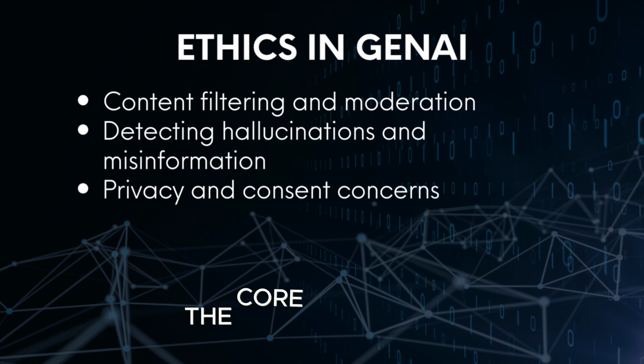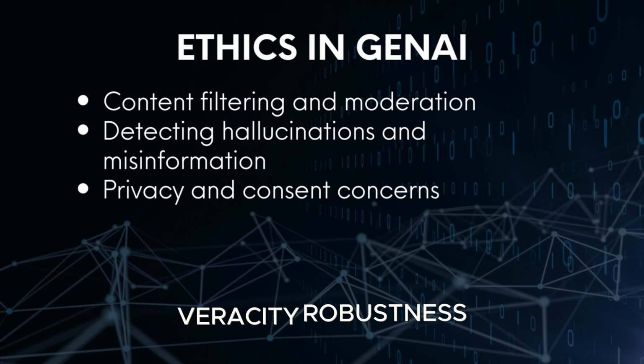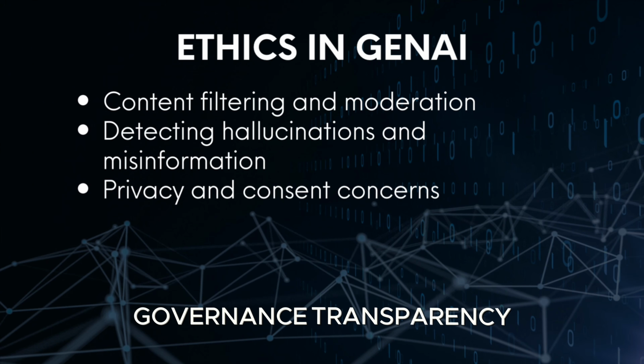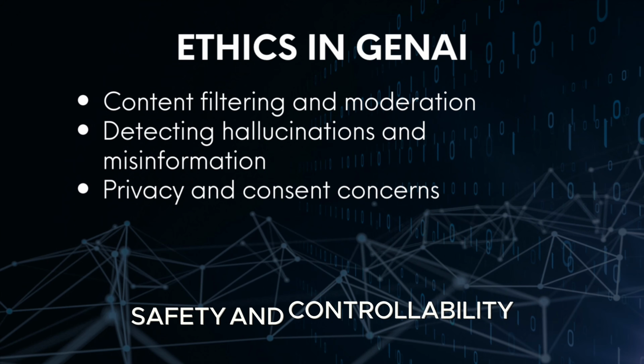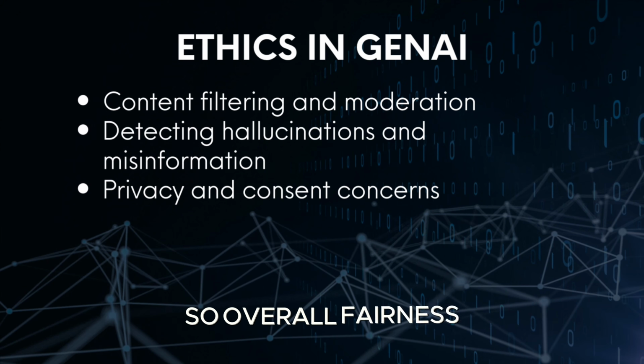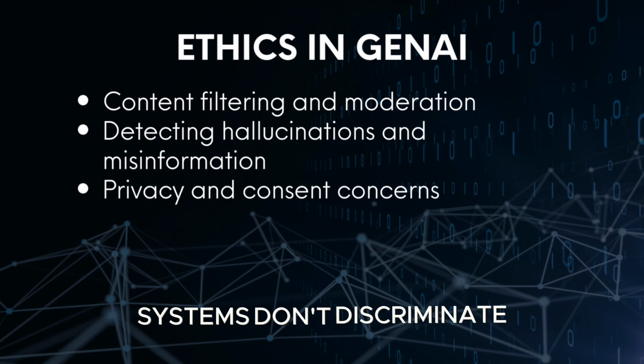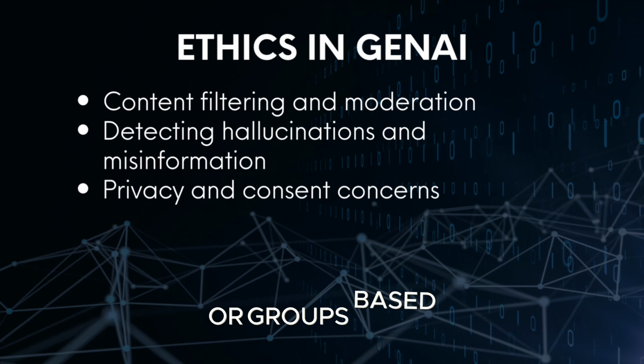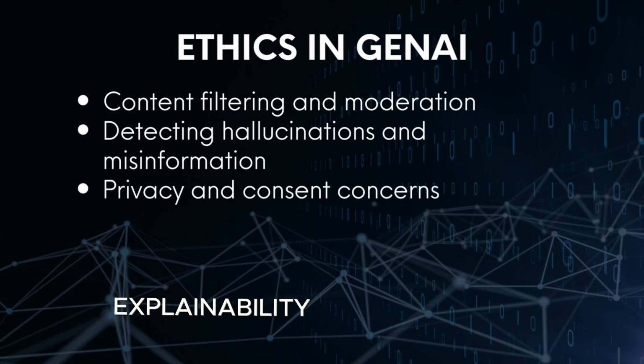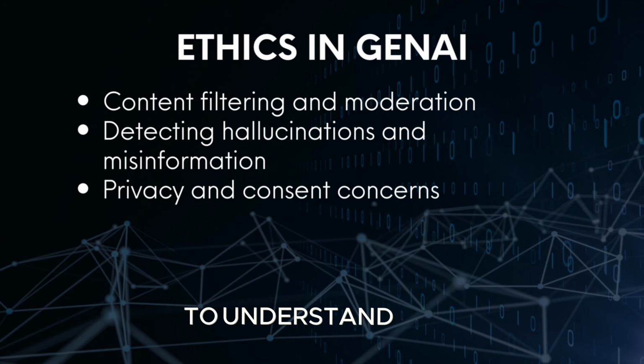But now let's take a look at the core dimensions of responsible AI. While these dimensions include fairness, explainability, privacy, security, veracity, robustness, governance, transparency, safety, and controllability. So overall, fairness ensures that AI systems don't discriminate against individuals or groups based on protected characteristics. Explainability allows humans to understand how AI systems arrive at their decisions.